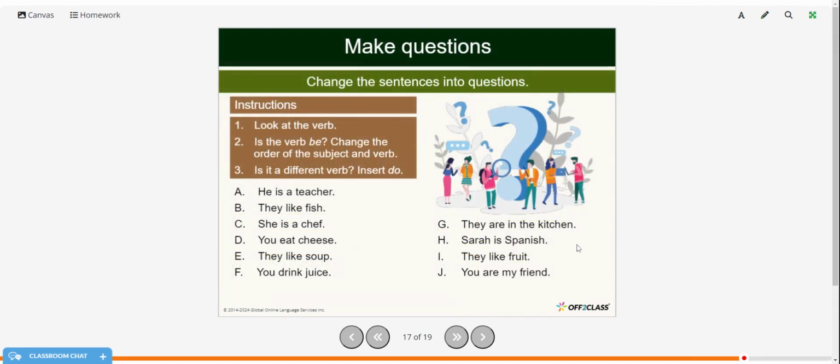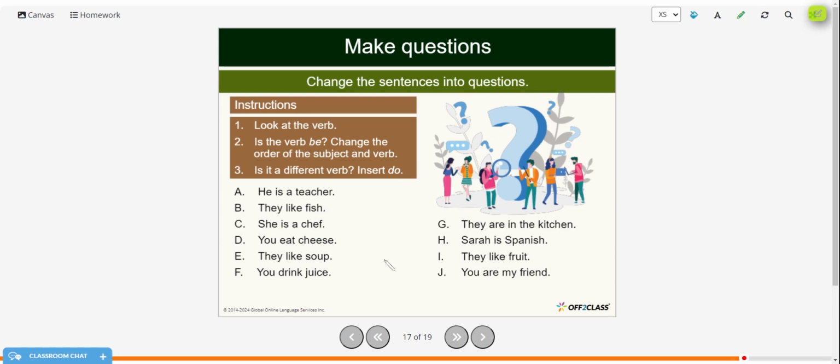All right, so now we're going to see if you can make questions, change these sentences into questions, and these are the steps that you would need to go through. So we'll do a couple of these together. So it says, look at the verb. So in the first sentence, he is a teacher.